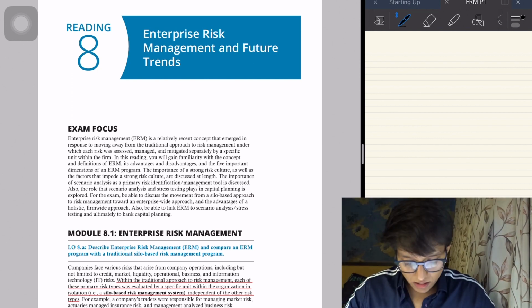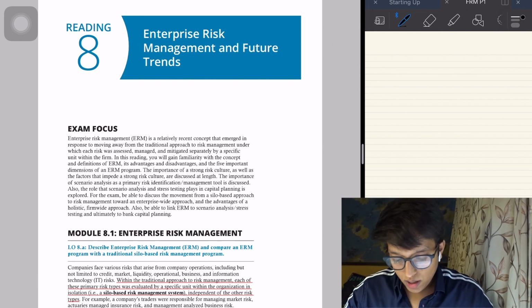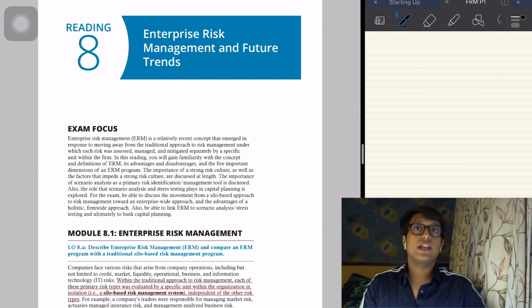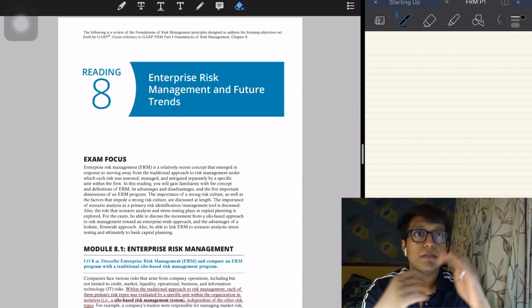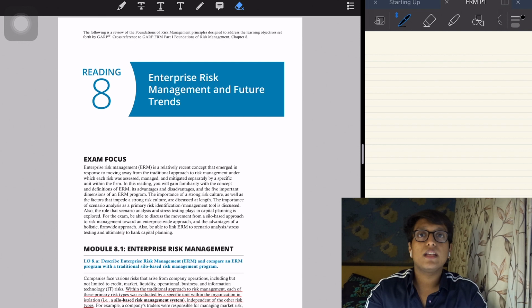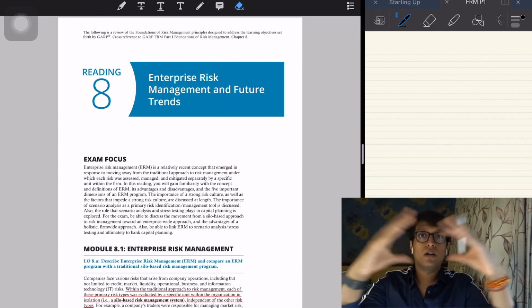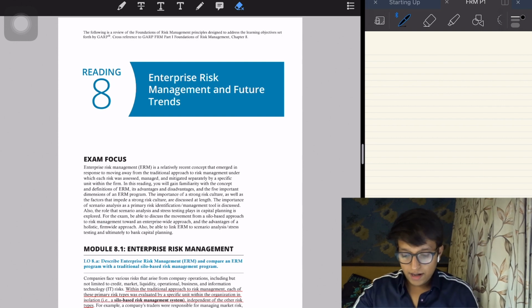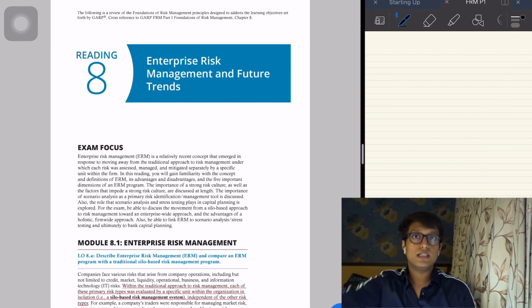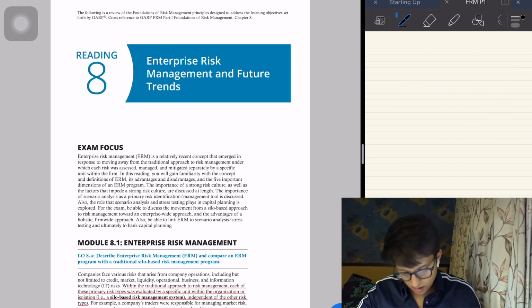So this is the eighth reading that we have reached now, enterprise risk management and future trends. Like we had understood, in enterprise risk management there are divisions and you need to take a holistic approach of all the divisions together from a top-down process. And now we understand the future, what it is, how it works, and the future trends.